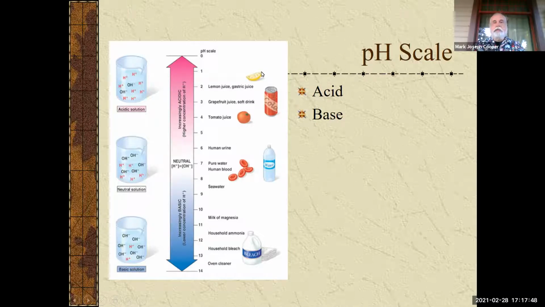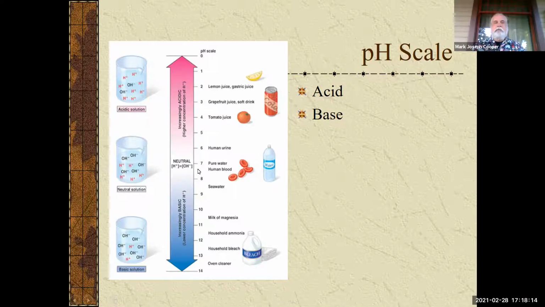So here you can see something like lemon juice, gastric juice, which is your stomach acid, is about a pH of 2. And then if you look at a strong base, something like household bleach and ammonia are strong bases, which is why we use those as disinfectants, because they actually kill living things or living cells. And so that's kind of what we want you to look at.